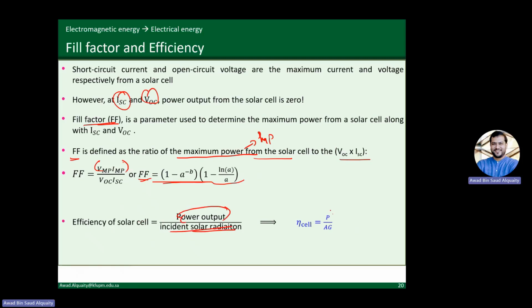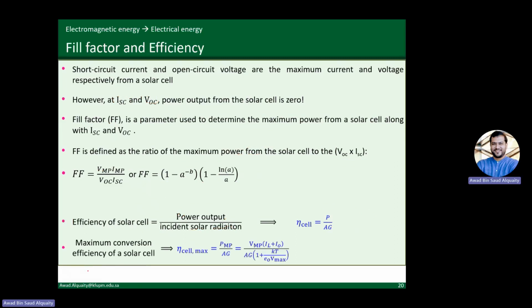So this is basically the power output in watts or kilowatts, whatever you have, divided by the area of the solar cell times the solar flux, right? The solar flux is written as G. So it can also be in watt per meter square, kilowatt per meter square, however you feel right.